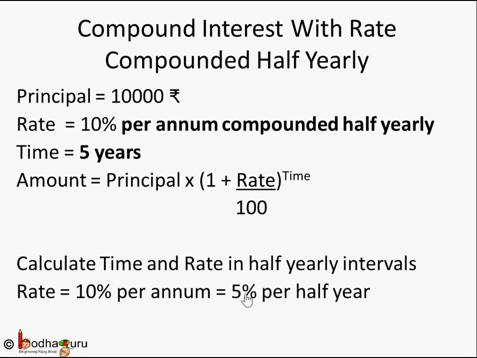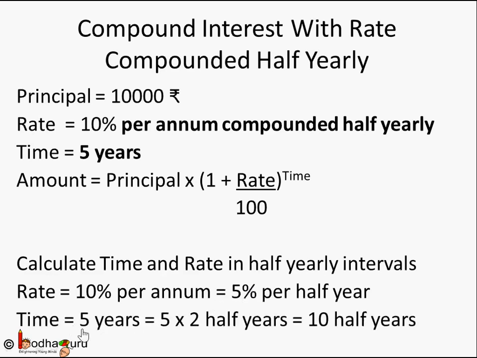Remember why I used 1 by 2? Because you are calculating only for 6 months. So for 6 months it is 5%. And the time is also calculated in half-yearly duration. So 5 years is nothing but 5 into 2 half years, which is 10 half years.